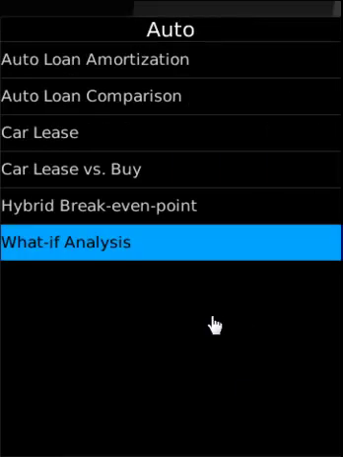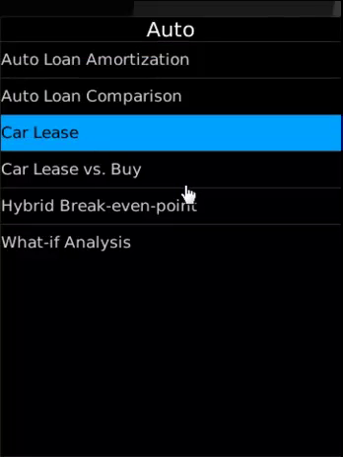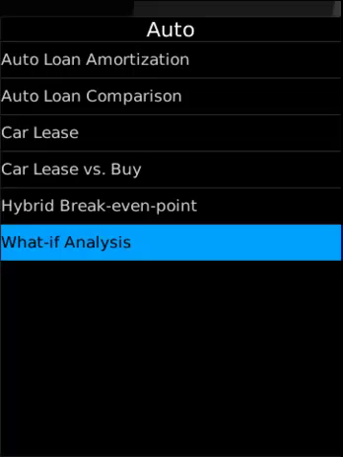Okay, with this we just covered the auto loan BlackBerry application: auto loan amortization, comparison, lease versus buy, and hybrid break-even point. Thank you.